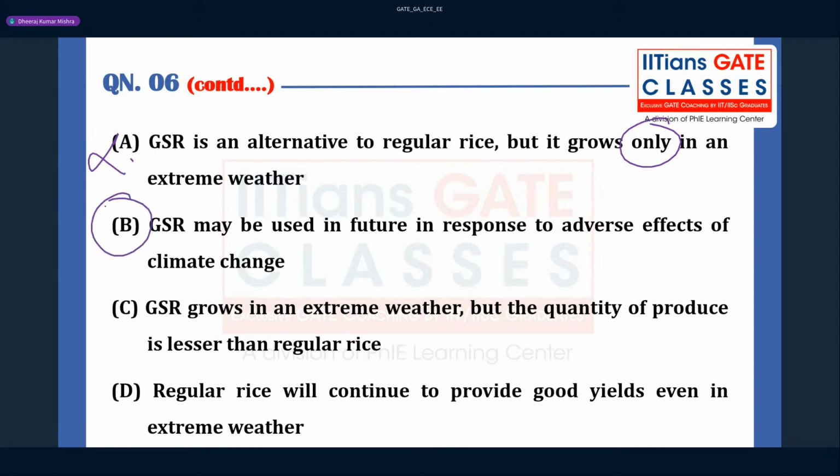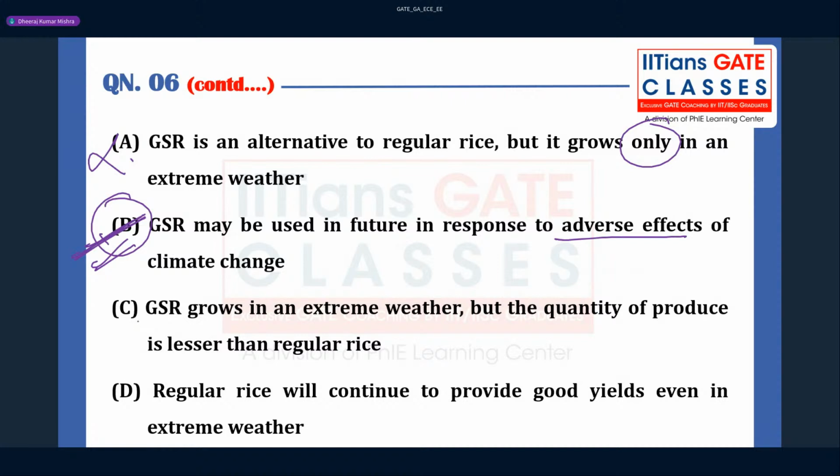So this option can be correct, because there is an adverse effect of the climate change, I mean, related to rice. So GSR may be used in future in response to adverse effect. So this can be the correct option.